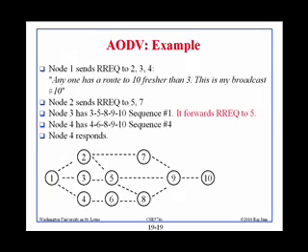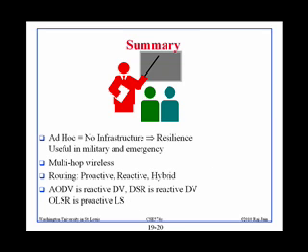Alright, that brings us to slide number 20, which is the summary. And the summary is that we have ad hoc network infrastructure, so it is good, resilient, and it is useful in military emergency. It is multi-hop wireless. Then we talk about routing, 3 methods: proactive, reactive, and hybrid. Actually, we mostly talk about 2 of them, proactive and reactive, but you can always combine them with hybrid. AODV is reactive, DSR is reactive, LSR is proactive. So we talked about those.